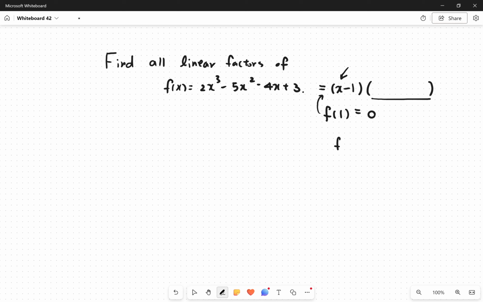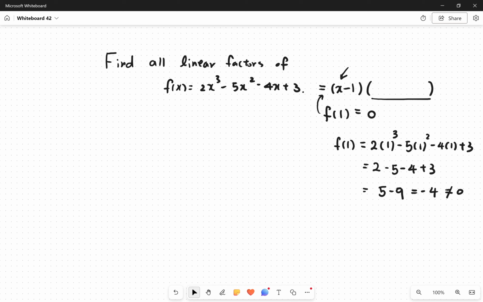What is f of 1? 2 times 1 cubed minus 5 times 1 squared minus 4 times 1 plus 3. That is 2 minus 5 minus 4 plus 3. That is 5 minus 9, which is negative 4. Unfortunately, this is not equal to 0, which means x minus 1 is not a factor.